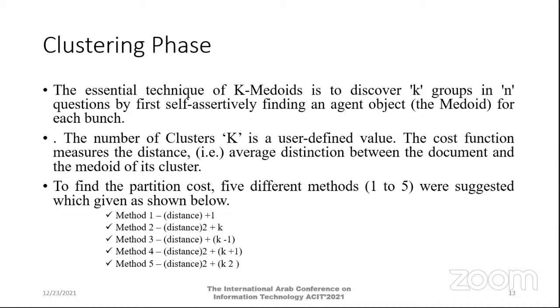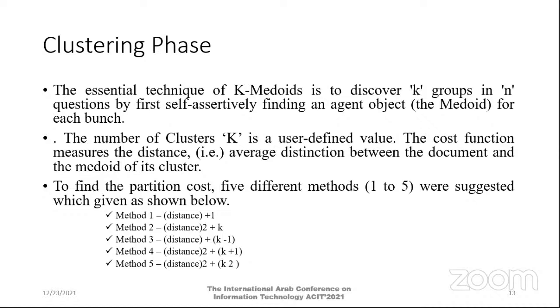Whatever questions are asked in that online system, it will find the K medoids for each bunch. So when we are finding the K medoids, we need to find the cost function for the particular distance between the two documents. So I need to find the distance between the two documents, and I will keep the K as a cost function here.